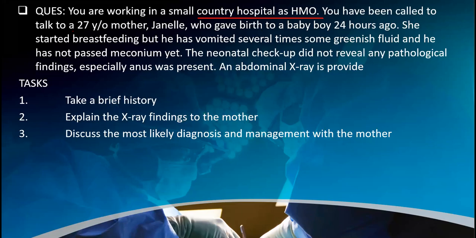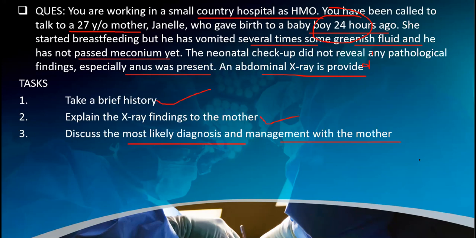You have been called to talk to a 27-year-old mother, Janil, who gave birth to a baby boy 24 hours ago. She started breastfeeding, but he has vomited several times, some greenish fluid, and hasn't passed meconium yet. The neonatal checkup did not reveal any pathological findings, especially anus was present. An abdominal X-ray is provided. Take a brief history, explain X-ray findings to the mother, discuss the most likely diagnosis and management with the mother.